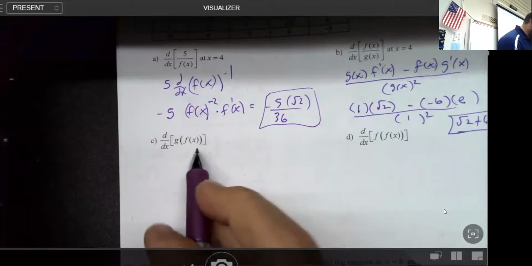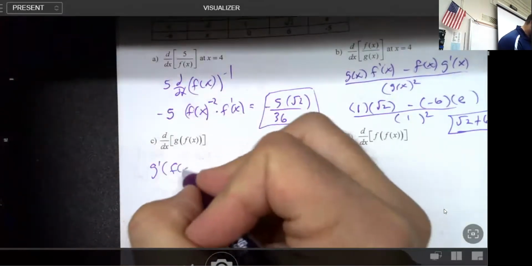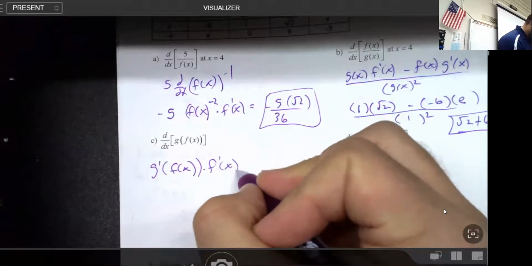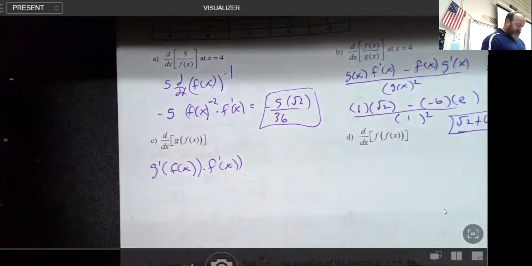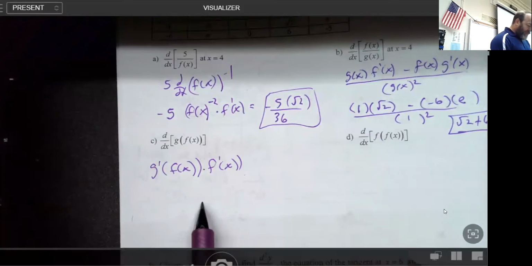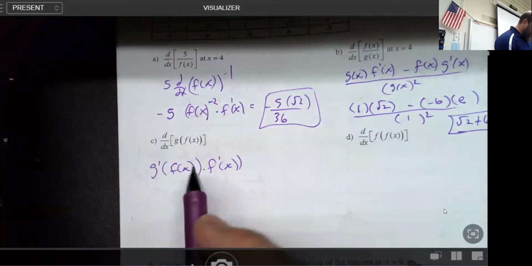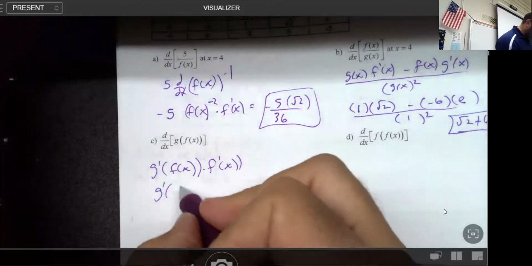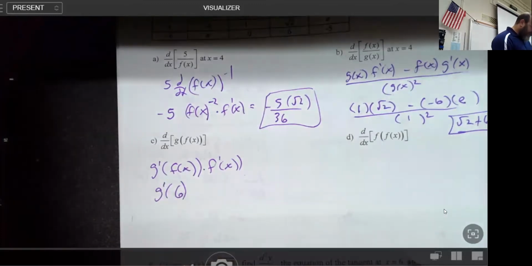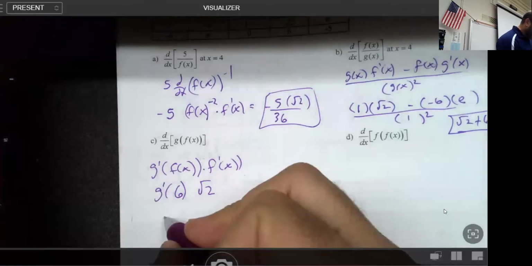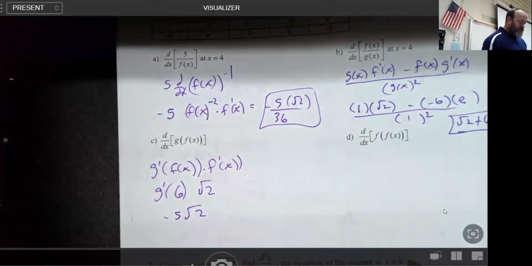Okay, now we got a little chain rule going on. G of f would be g prime of f times f prime. And of course, if we're plugging in, I'm assuming everything here is the number 4. It actually doesn't say that, but I'm pretty sure that's the intent here. So f of 4, of course, we know to be negative 6. So that is going to turn into g prime of negative 6. F prime of 4 is root 2, and g prime of negative 6 is looking at, I believe, negative 5. And so that's the end of letter C.